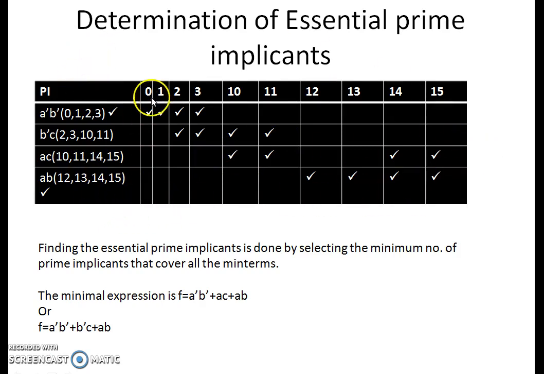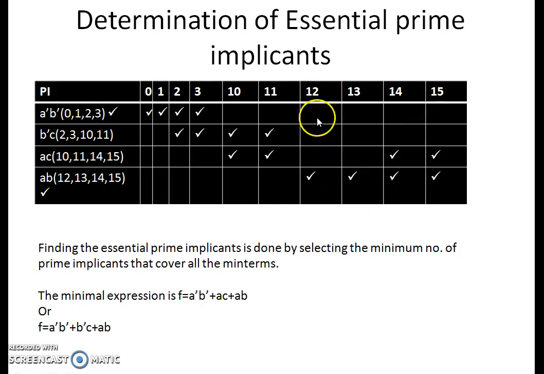After doing this, check the columns which have a single tick mark. When I examine this, there's a single tick mark for 0 and 1. So this row becomes essential. So I take this row 0, 1, 2 and 3. All these 4 terms are covered here. So I have to consider this, and I have indicated that with a check mark.